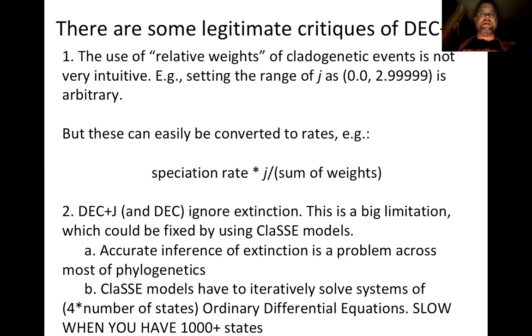And secondly, the ClaSSE models have to iteratively solve these large systems of ordinary differential equations. The biggest one I've ever seen is about 50 states, but often in biogeography we have about 1,000 or more states. So there's a huge technical hurdle to cross there. My lab is working on it. We may get progress there, but it's quite a challenge.